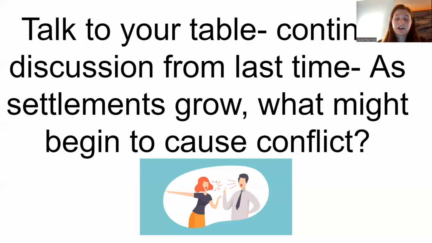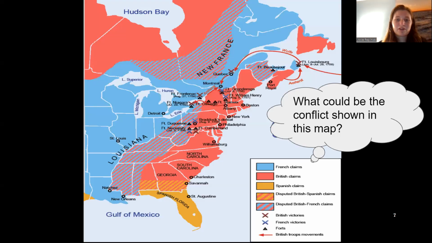Last time we were talking about how these colonies and settlements are growing and the conflict that this could lead to. And in your exit ticket, you contributed to some posters around the room, if you were with me in person, about different types of conflict that these settlements might face. So we're going to take a closer look at one of the types of conflict, which is European countries versus other European countries.